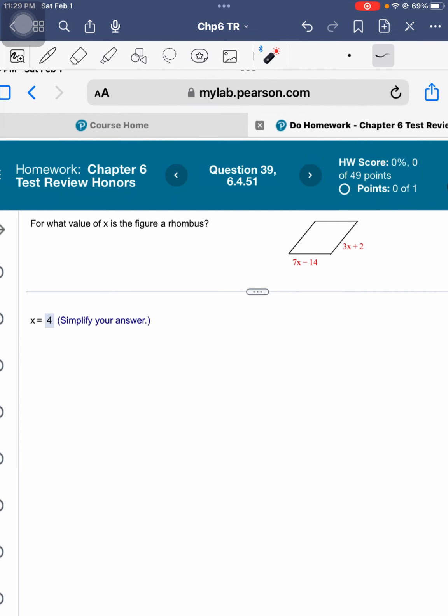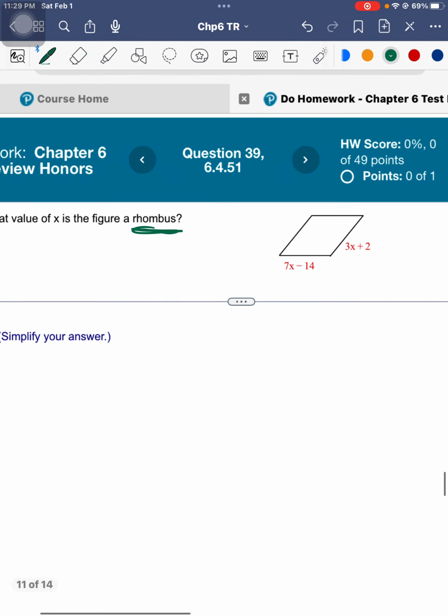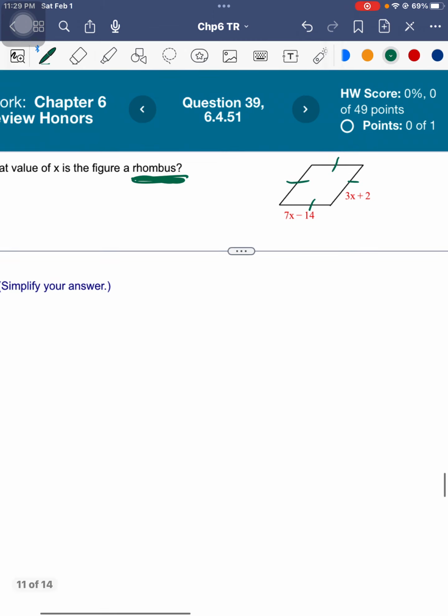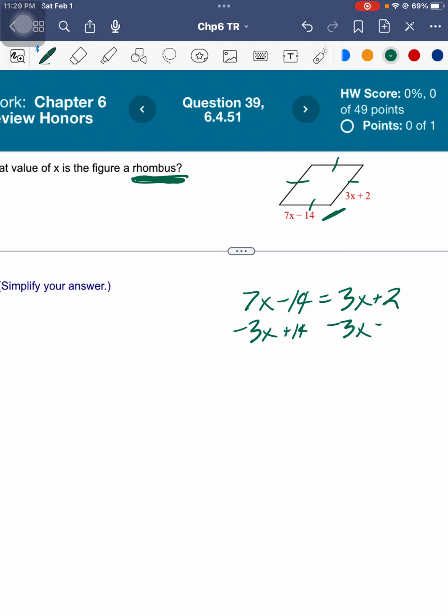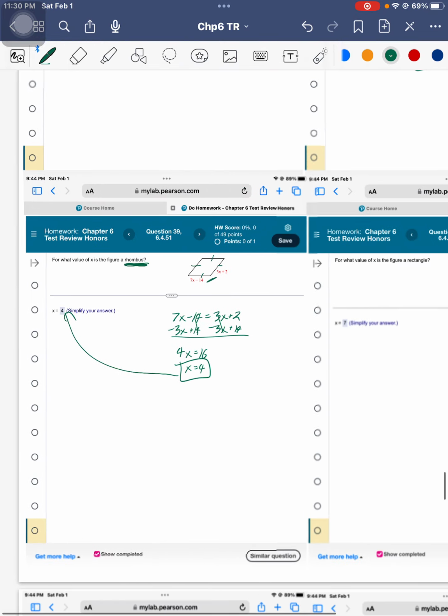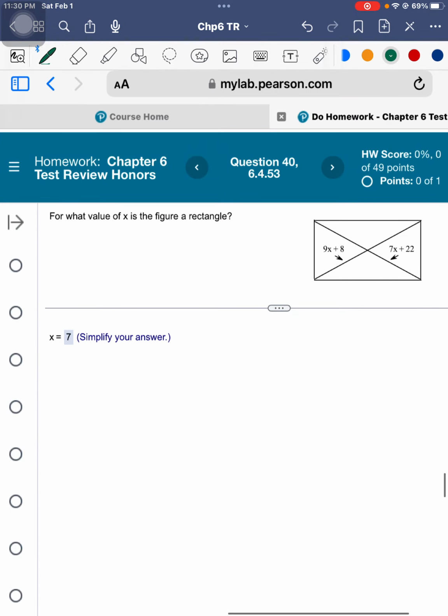So let's look at this one. For what value of x is the figure a rhombus? So that means this value of x has to be something so that it is a rhombus. And what do I know about the side lengths of rhombuses? They're all equal. So we got to set them equal to each other. 7x minus 14 is equal to 3x plus 2. This is 4x is equal to 16, so x is equal to 4. That's it. Good job.